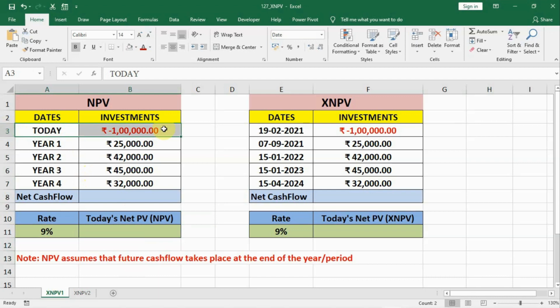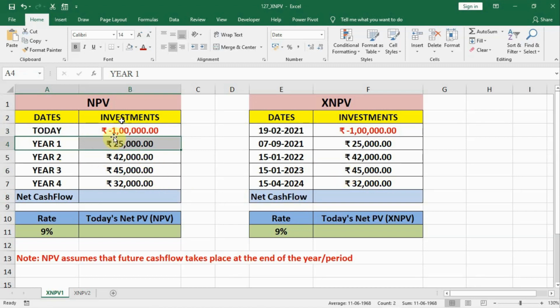If today is 1st of January of year 2020, then we assume that the next yield will be deposited on the 1st of January 21, then the next 1st of January 22, then 1st of January 23, then 1st of January 24, and then 1st of January 25. But in real life, these dates are not fixed and they are variable and they can happen at any point of time. So that problem is solved by XNPV.